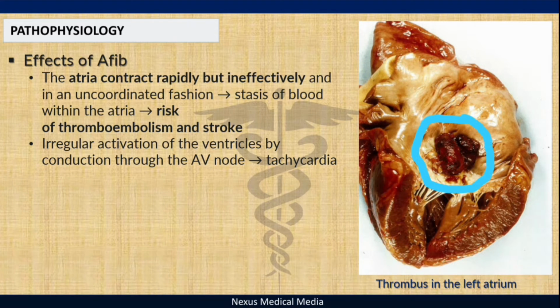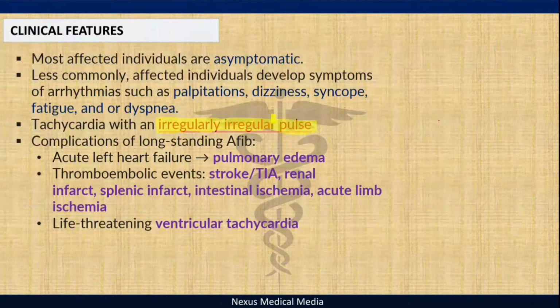Is a thrombus in the left atrium. Clinical features of AFib. Most affected individuals are asymptomatic. Less commonly, affected individuals may develop symptoms of arrhythmias such as palpitations, dizziness, syncope, fatigue, and/or dyspnea. Tachycardia with an irregular pulse. Remember, irregular, right? So in this case, it's pulse.